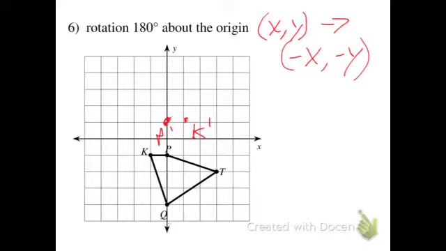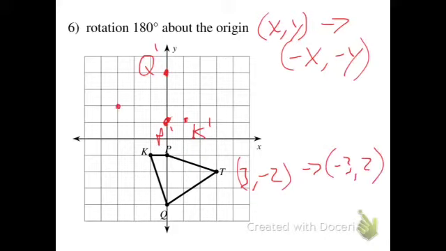Q is currently at (0, negative 4), so when I do the transformation, it's going to be (0, 4). There's my Q prime. And T is currently at (3, negative 2). When I make both the signs the opposite, I'm going to get (negative 3, 2). So (negative 3, 2) is going to give me my new T location. T prime is going to be right there. And we got our new shape. Bam. And there we go.